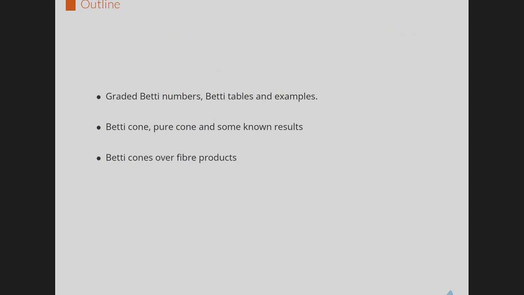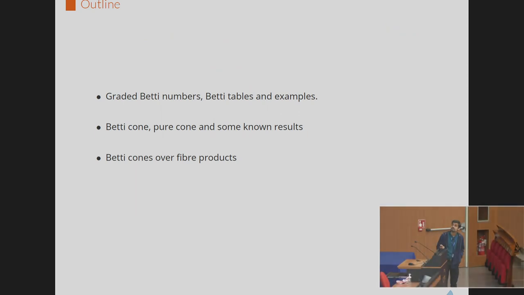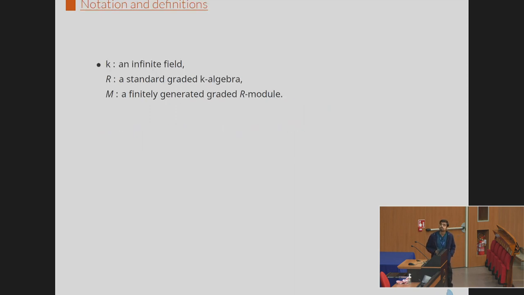So this is the outline. We'll define what graded Betti numbers are, what Betti tables are, and see some examples. After that, we'll review some known results. And finally, we'll come to some of the recent results that we have obtained. Throughout the talk, I'll be assuming that K is an infinite field, R will denote a standard graded K-algebra, and all modules will be finitely generated.